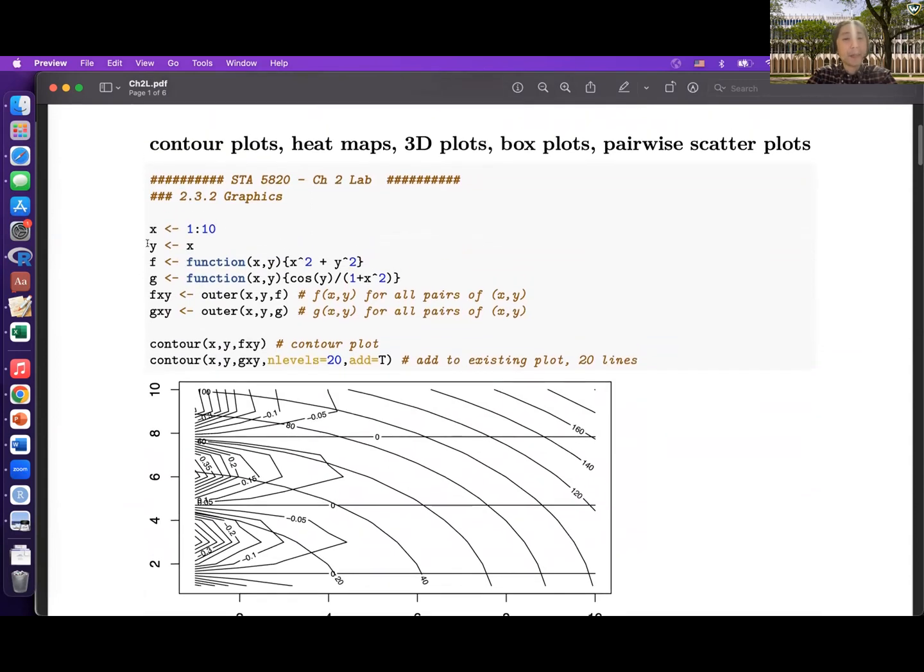So at first, the contour plot that we can make. So suppose that x is 1 to 10, y is 1 to 10. So just 1, 2, 3, 4, 5, 6, 7, 8, 9, 10. So 10 elements. So we define the function x squared plus y squared. So this is a parabola. And g is a more complicated function, cosine y over 1 plus x squared. So it's a periodic function with respect to y. The period is 2 pi, and when x is large, the value is much smaller. If x is a large negative value, I mean negative 100 or something, then the value of g is small.